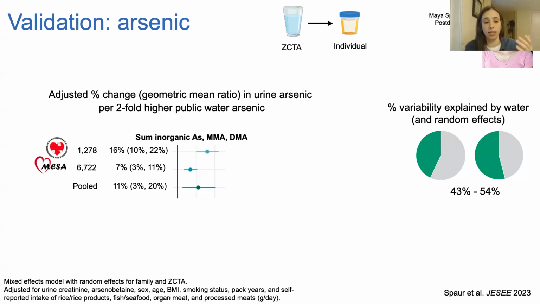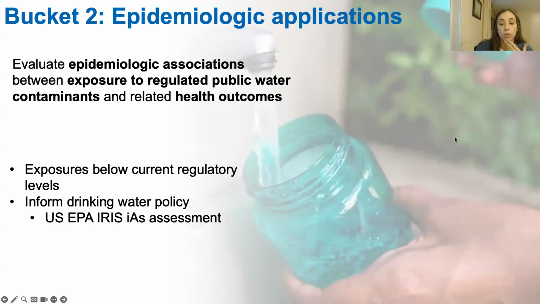And we think that reflects in part that we know some folks in Strong Heart are also using private wells, are reliant on private wells, and we don't expect that to be the case for MESA. We don't have great data on that in MESA, but we expect that most folks in MESA are on public water systems simply because of where they were recruited from.